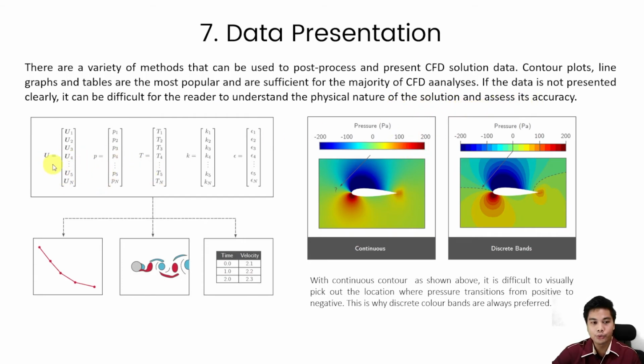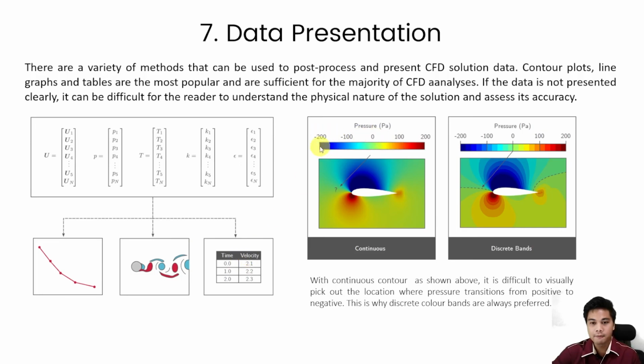For example, you do the simulation, and this is the result of the simulation. The simulation will give you values only: the vector form, U1, U2, U3, the pressure, the temperature, and so on. So you yourself need to convert it into visualization or data presentation. Make sure the reader understands your interpretation. It can be done using a line graph, a contour plot, or a table.